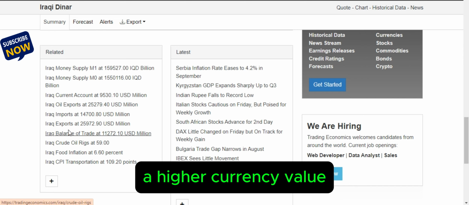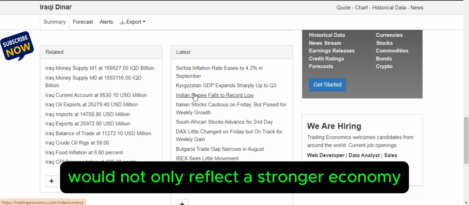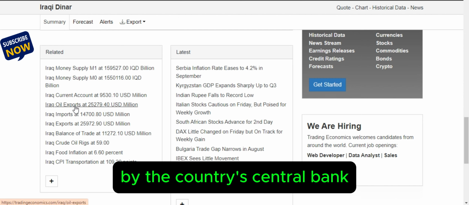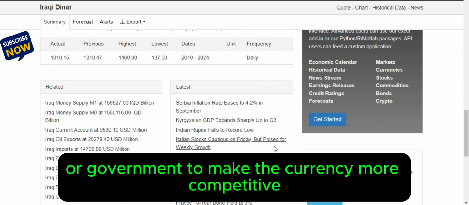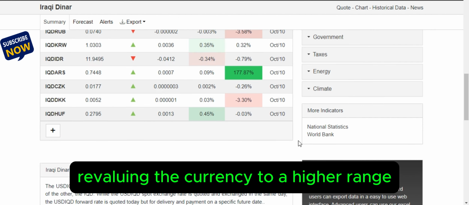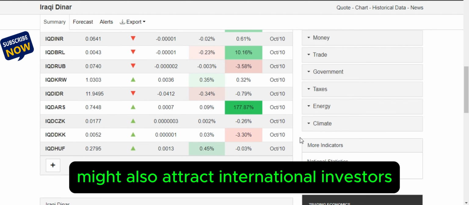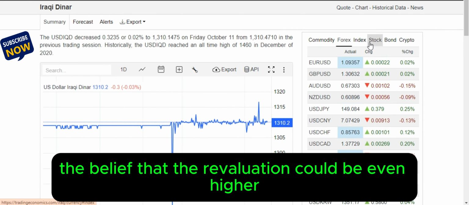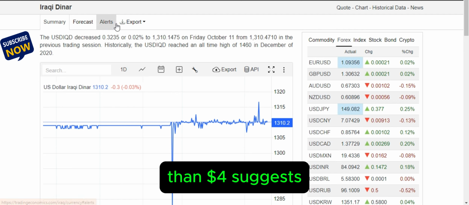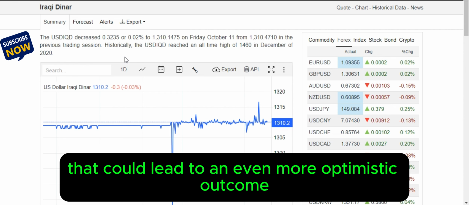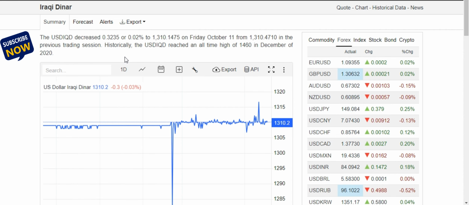A higher currency value would not only reflect a stronger economy but could also be an intentional move by the country's central bank or government to make the currency more competitive in global markets. Revaluing the currency to a higher range might also attract international investors, boosting the country's economy further. Furthermore, the belief that the revaluation could be even higher than $4 suggests that there are still factors that could lead to an even more optimistic outcome.